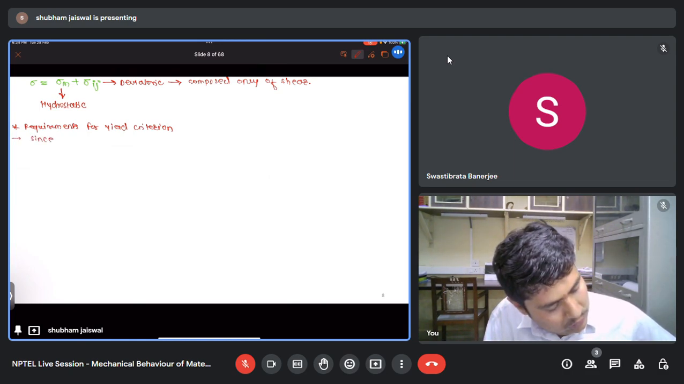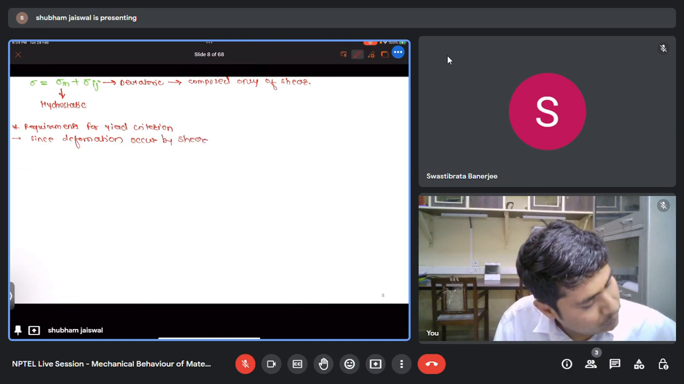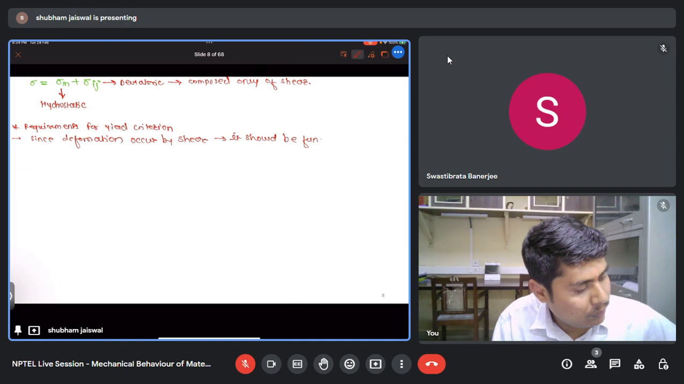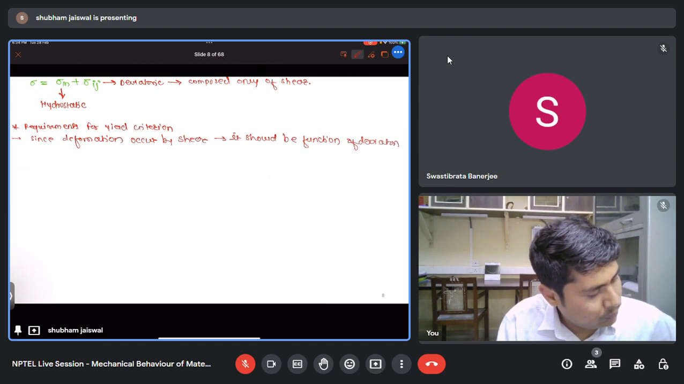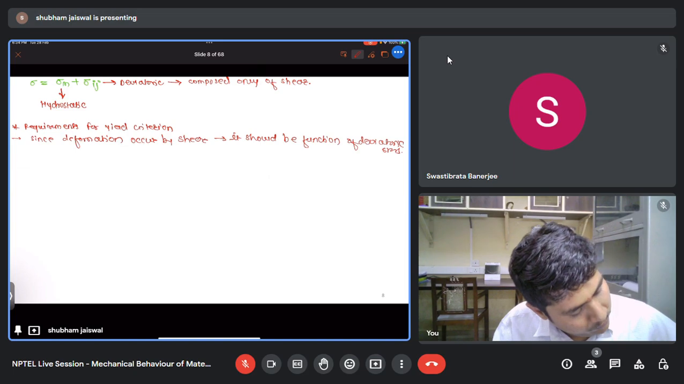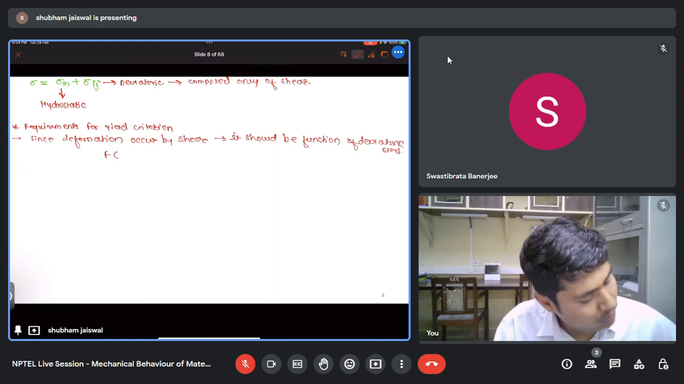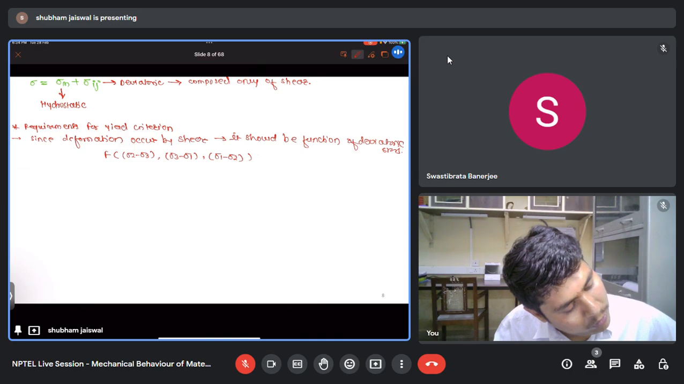Since it depends on the deviatoric stress, I can represent shear stresses in the form of principal stresses, so sigma 2 minus sigma 3, and it is equal to some constant C.